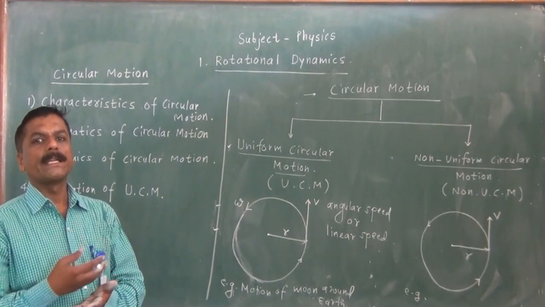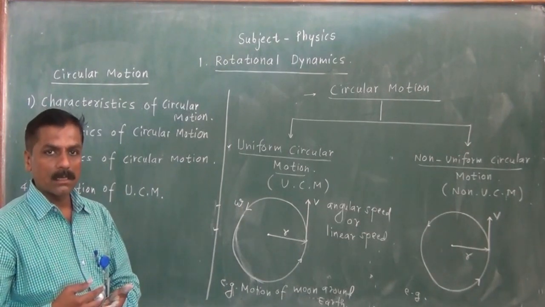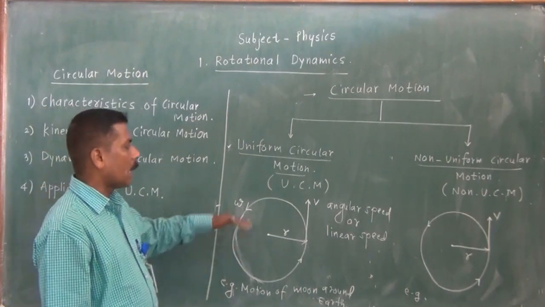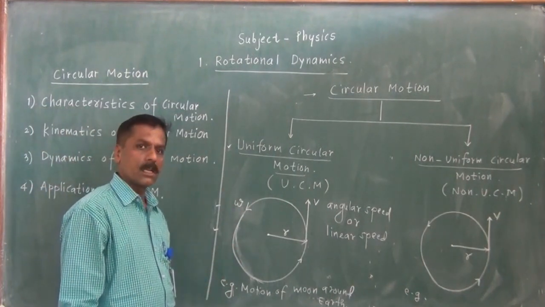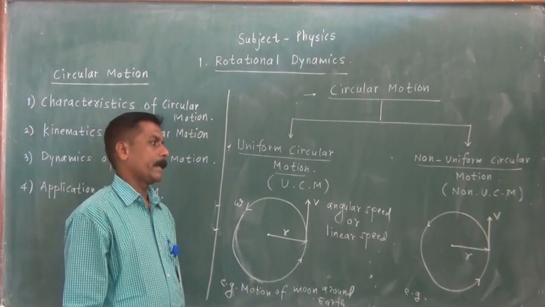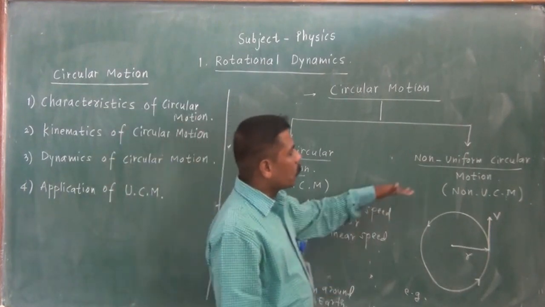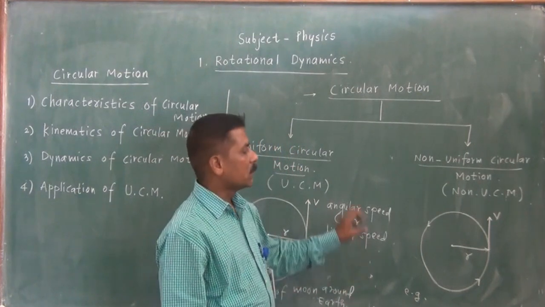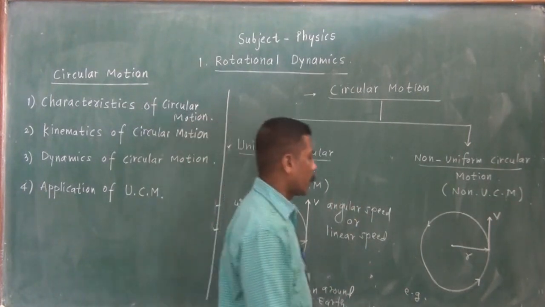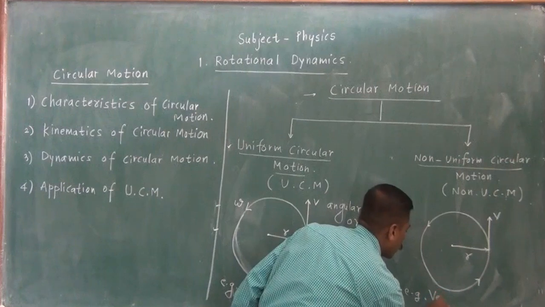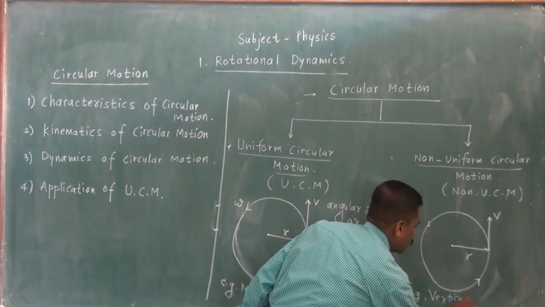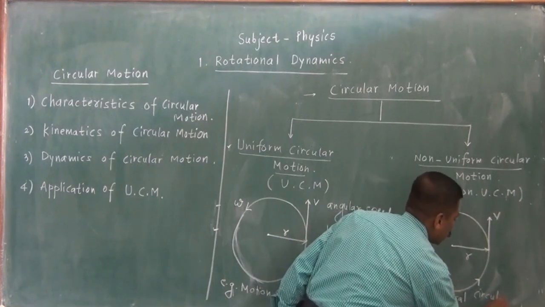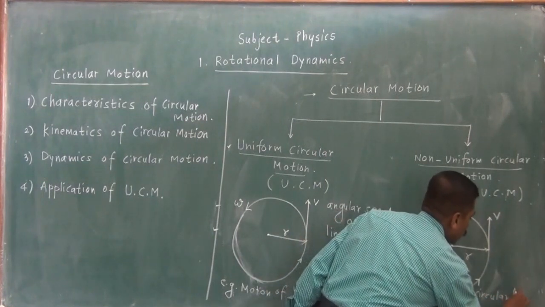Similarly, all the planetary systems you can observe, त्या पूर्ण planetary systems मध्ये सुद्धा आपल्याला uniform circular motion दिसणार आहे. What can we say now about non-uniform circular motion? So this is one very important example for non-uniform circular motion, that is a vertical circular motion.